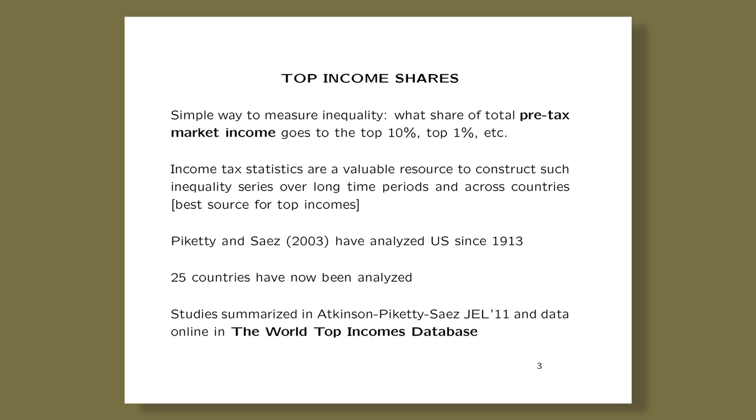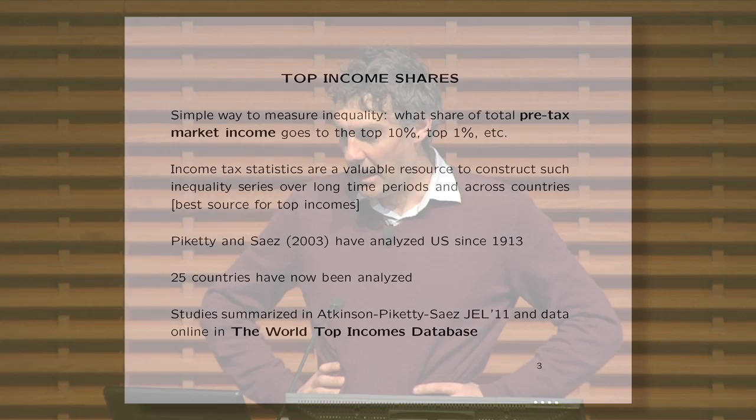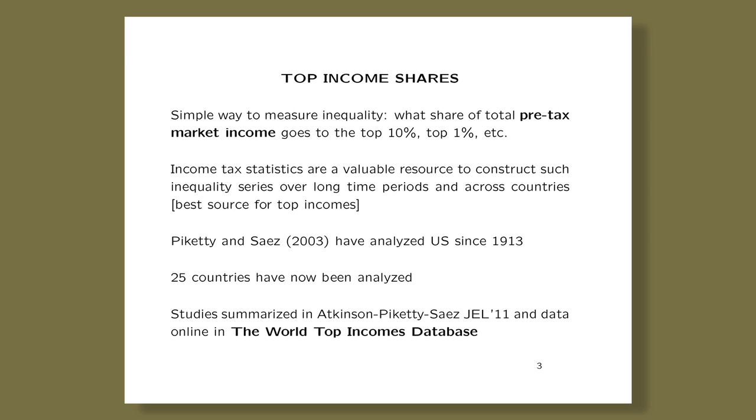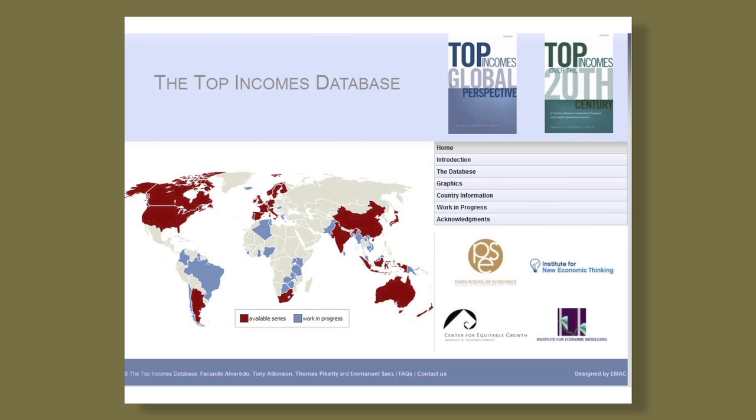So we've done that work for the United States with my colleague Thomas Piketty, and since then a large number of countries, actually about 25 countries, have been analyzed by a number of researchers. That's really a collective effort, and we've put together all those data in what we call the World Top Income Database. So you can go online and you would get something like this, where you can click on countries and you see the countries in red have been studied. So you see it's mostly advanced economies, North America, Western Europe, and we've started looking at a few developing countries like China and India, and a number of countries in blue are work in progress.